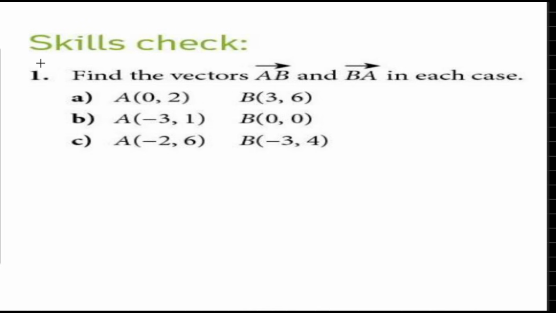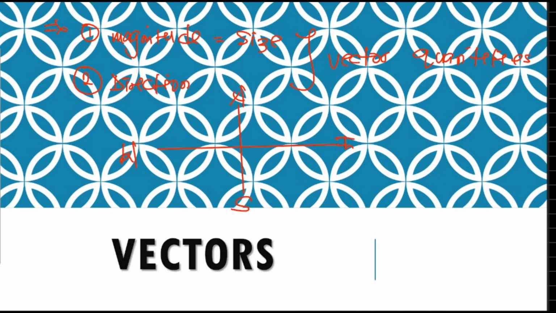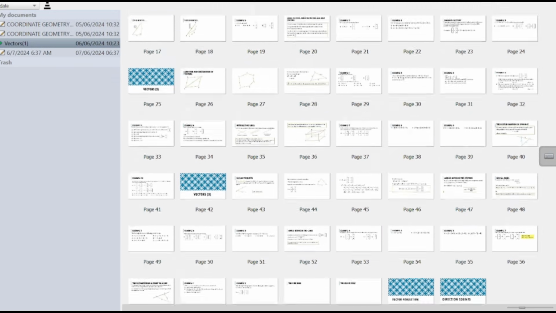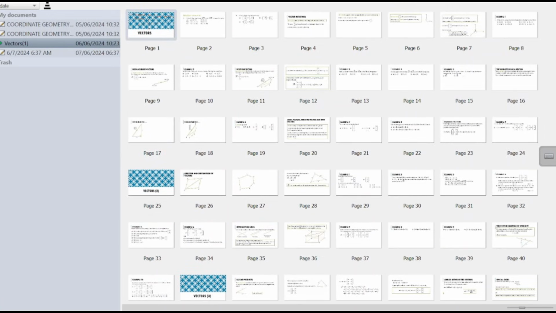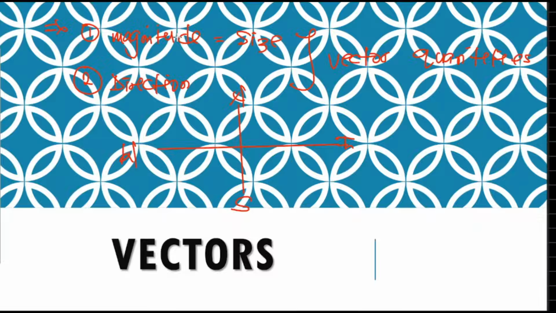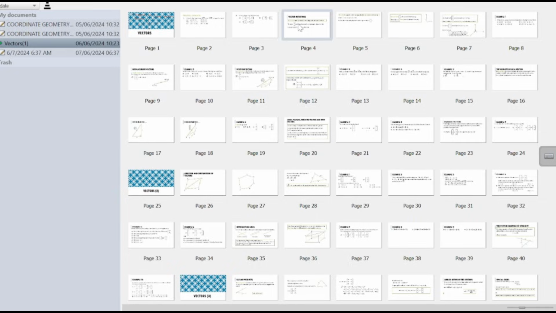So skill check, to check your understanding of before. Let me scroll up to the first page of the lesson to see what we have. Okay, so that's what we have. So skill check: find the vectors AB and BA in each case. So in these vectors, we've not really done things like this. So I think maybe we should go into the next lesson. So by the time we come back, you will understand what we are saying better. Okay.